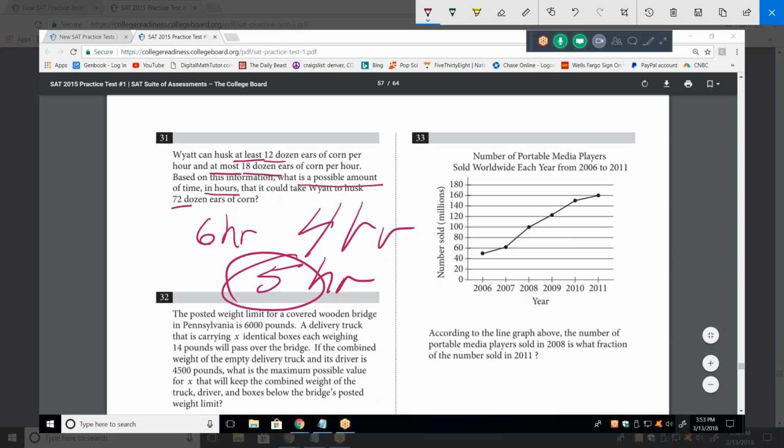In other words, if it would have said he can do 12 or more dozen or greater, less than 12 or whatever, they could have worded it in a way where it wouldn't have been greater than or equal. It would have been just greater than. So don't worry about figuring that out. Just immediately choose a number in between. It did not have to be a multiple of 6 or 4.